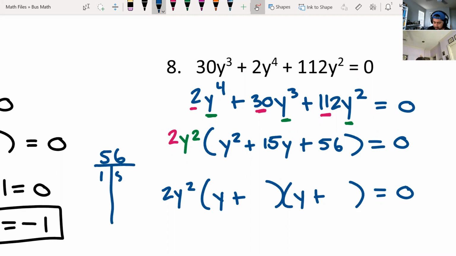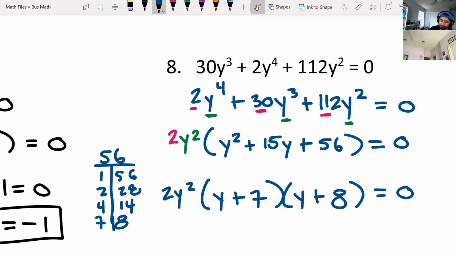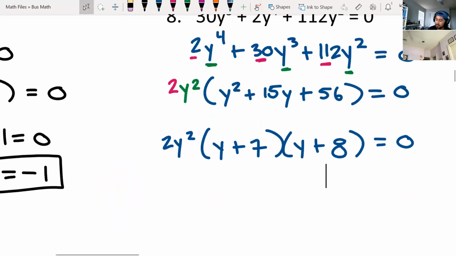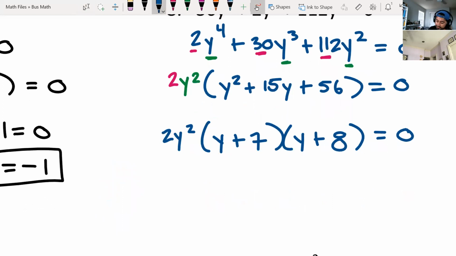Let's see. 1 and 56, 2 and 28. Does 3 go in there? No. Does 4 go in there? 4 and 14, 5, no. 8 and 7. 8 and 7, good. So you'd have 7 and 8. Good. Okay, perfect. Now, this is completely factored.